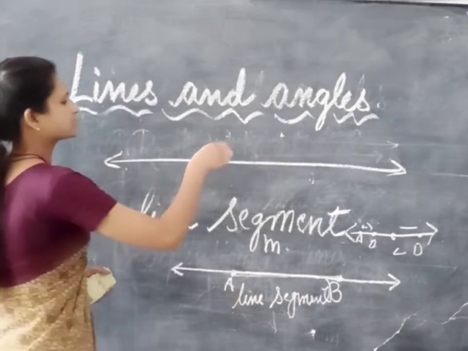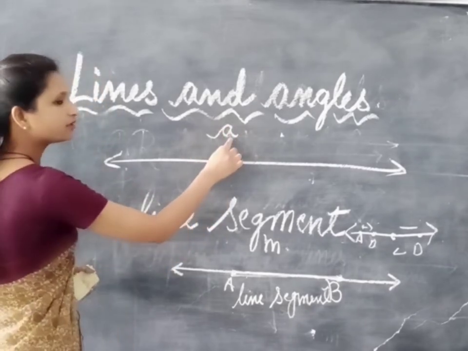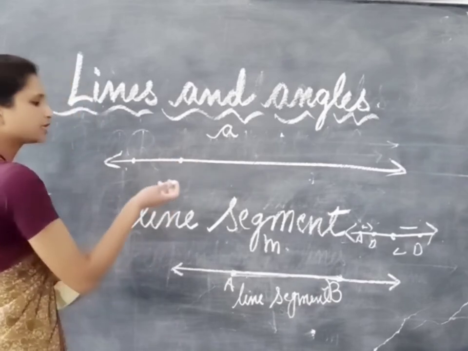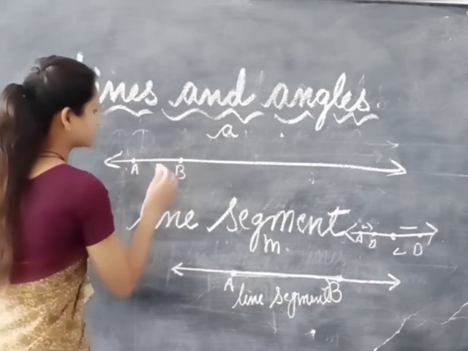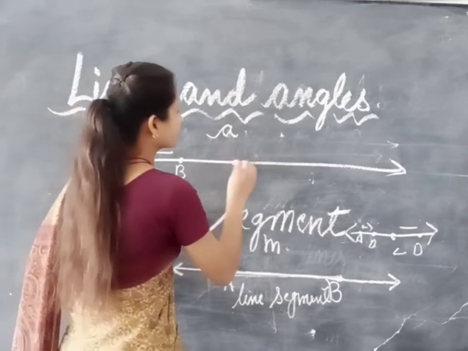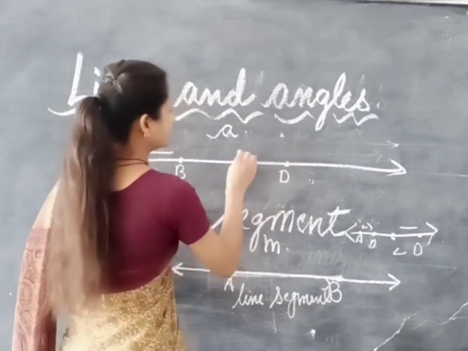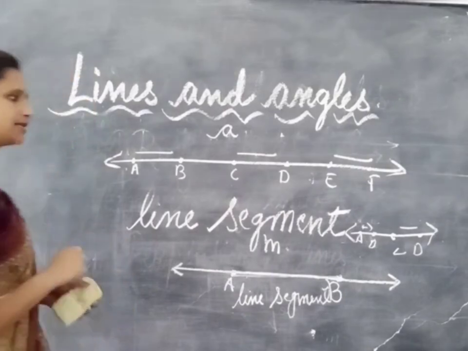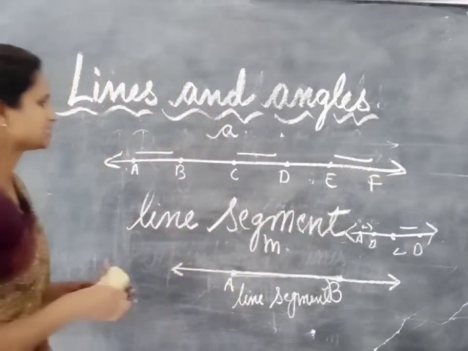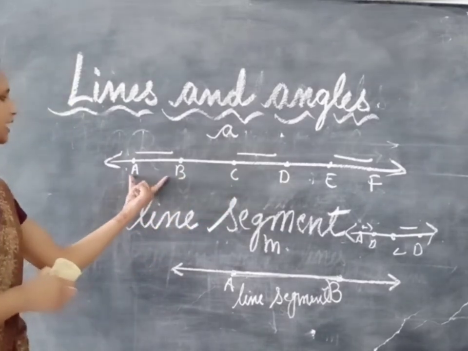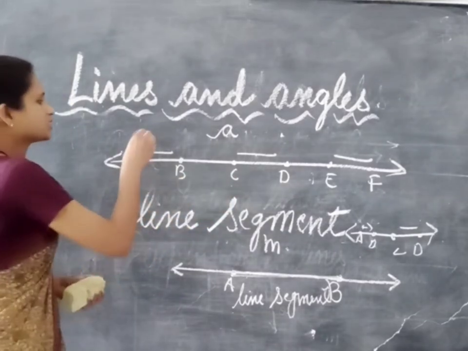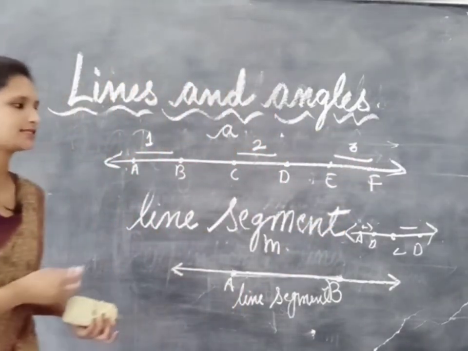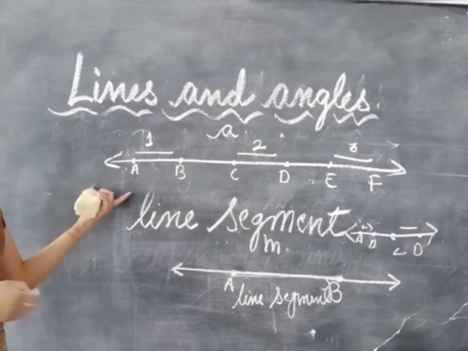Let's take it as a line A. Now we are denoting it with a small letter. This is a line A. Now it can have an indefinite number of line segments. A, B is a line segment. C, D is also a line segment. E, F is another line segment. So a line has line segments. A, B is one line segment, C and D another line segment, E and F another line segment.